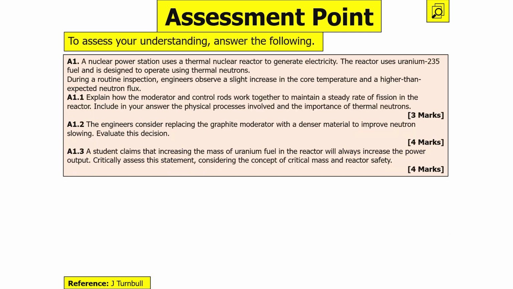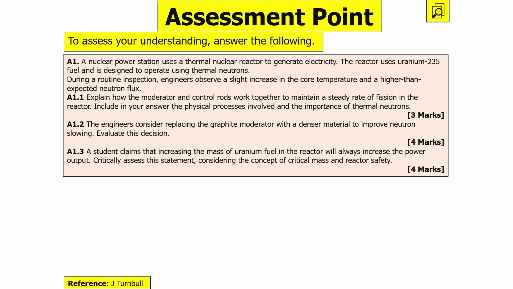The next question says, a nuclear power station uses a thermonuclear reactor to generate electricity. The reactor uses uranium-235 fuel and is designed to operate using thermal neutrons. During a routine inspection, engineers observe a slight increase in the core temperature and a higher than expected neutron flux. Explain how the moderator and control rods work together to maintain a steady rate of fission in the reactor, including in your answer the physical processes involved and the importance of thermal neutrons.